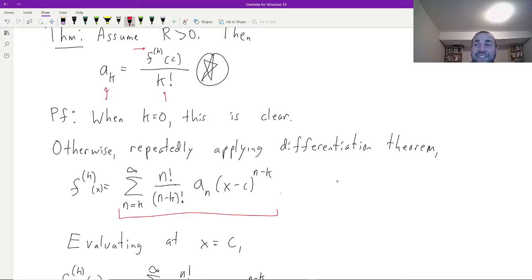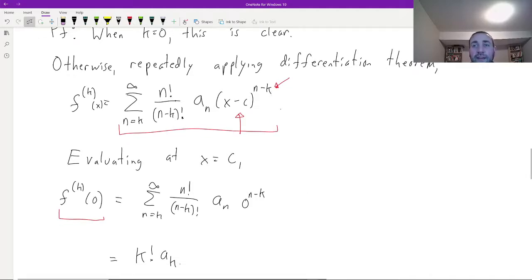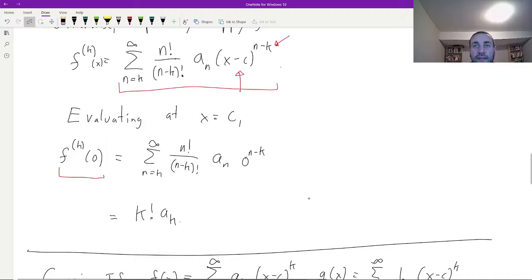Okay. Now, I'm not exactly deriving that formula. It's certainly something that you can check for yourself, for example, using an inductive argument, but I'm not going to do the line by line right now. Once we have that formula, we can just evaluate it on both sides at x equal to c. On the left-hand side, we get the kth derivative of f at c. And on the right-hand side, all of the terms are 0 except for the term when n is equal to k. On that term, we end up with n factorial over (n minus k) factorial times a_n times 0 to the n minus k, which is indeed just k factorial times a_k.